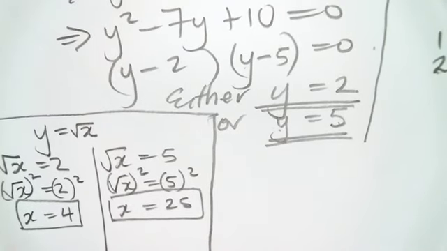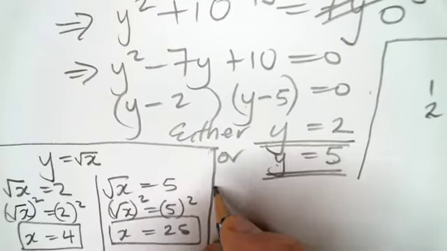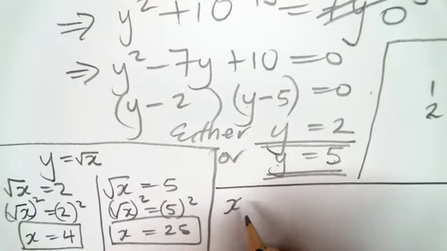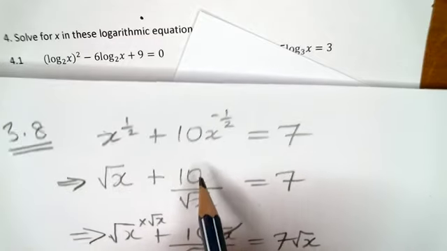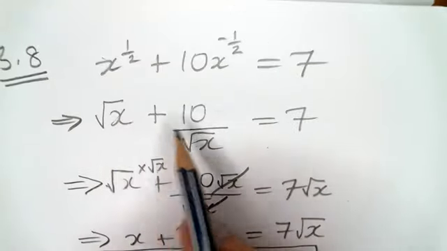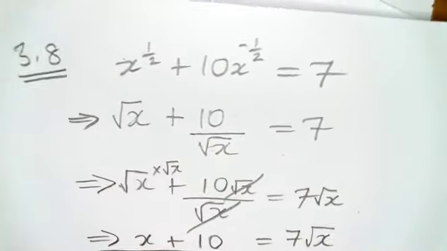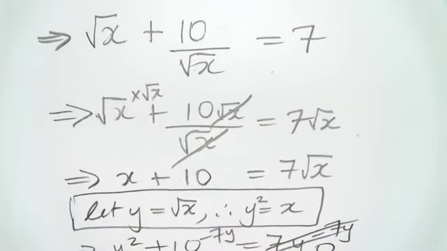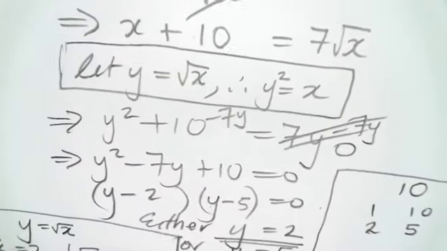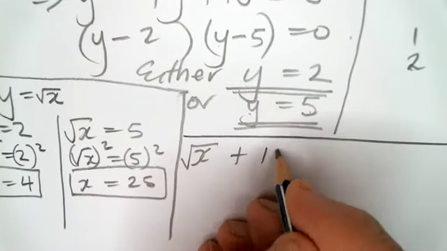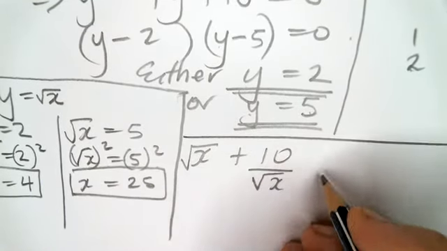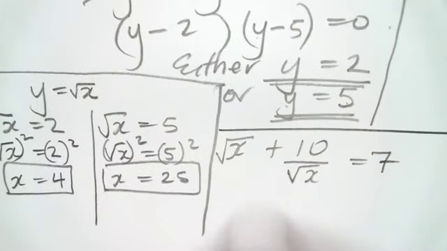Okay, so we want to go back to the original equation now and test both of those ideas. So let's try that now. I'll go back to the original. Here it is, x to the power of a half. And in fact, I'm going to write it like this. I think that's going to be more useful to test. I don't like powers of negative a half and things. So here's my original: root x plus 10 over root x equals 7. Is that true for both of these?